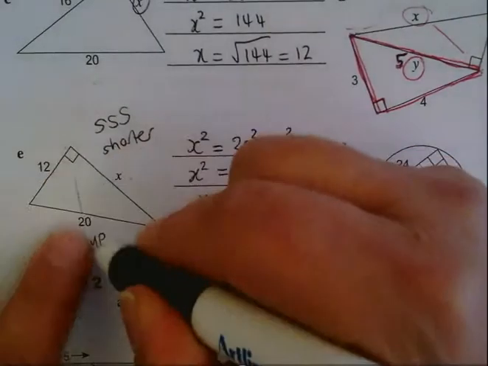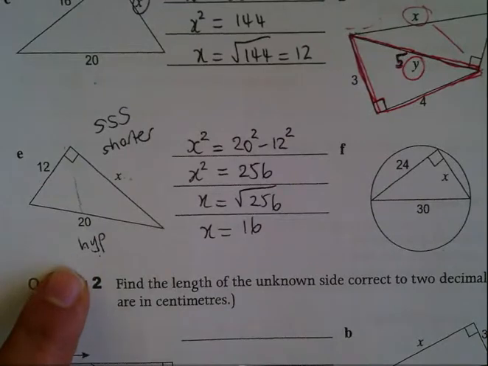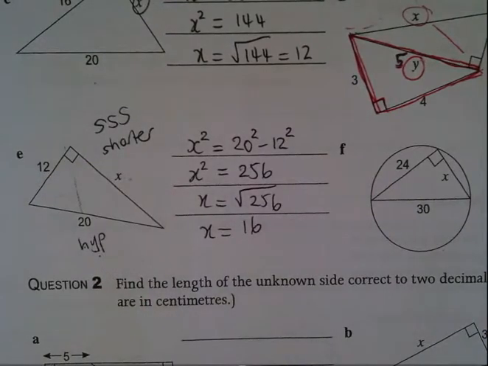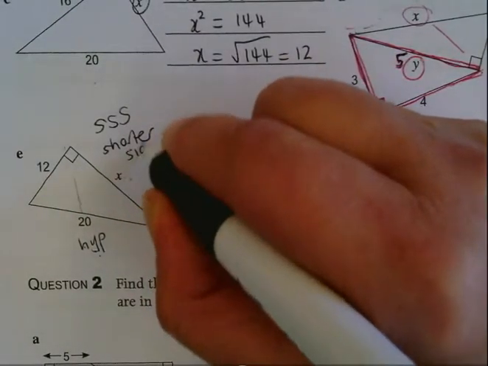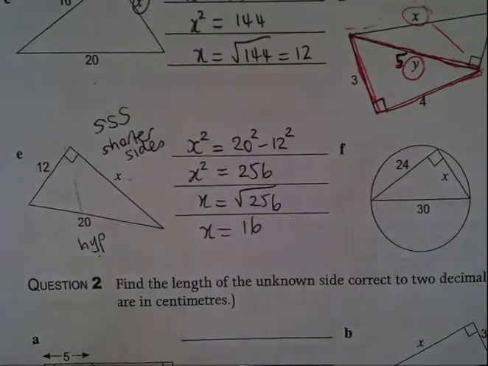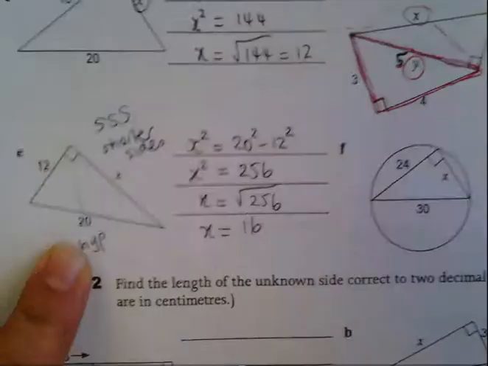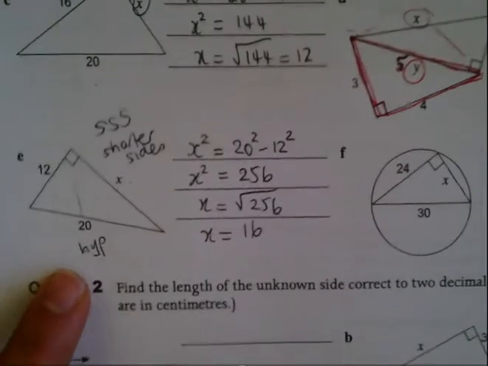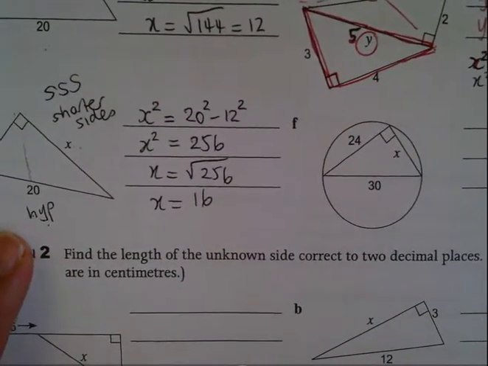So girls, that's the hypotenuse. The hypotenuse is the longest side. You're finding the shorter side, one of the shorter ones, not the shortest. Those two, look, 12, 16, and 20 is the hypotenuse. It's the longest. Don't worry about the circle.